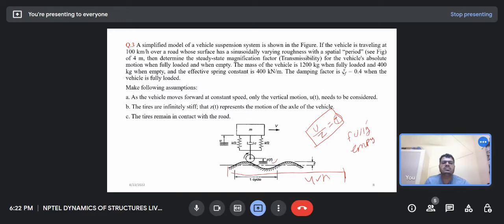You are given the mass for both cases. The only thing you require is the damping ratio. For the fully loaded case, the damping ratio is given to you as 0.4. For the empty case, you have to calculate the damping ratio. Okay, let us discuss how we calculate. Have you understood the question?